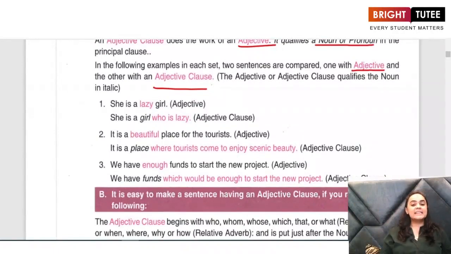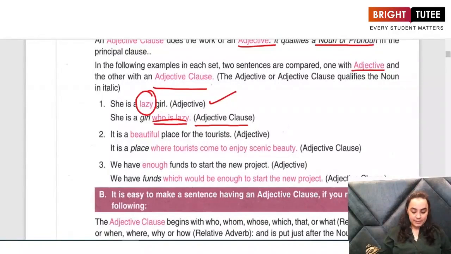She is a lazy girl. How has the girl been described? Lazy. Adjective. She is a girl who is lazy. How has the girl been described? Who is lazy. This is clearly an adjective clause because here the description is given with the help of a group of words, and in the first sentence the description is given using only one single word.